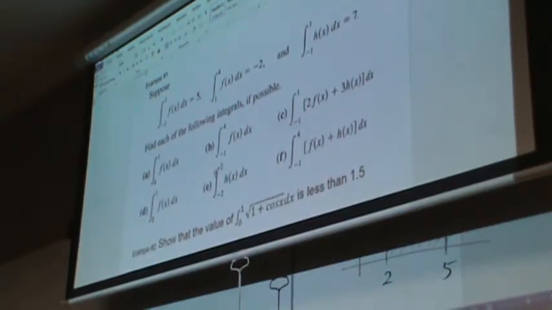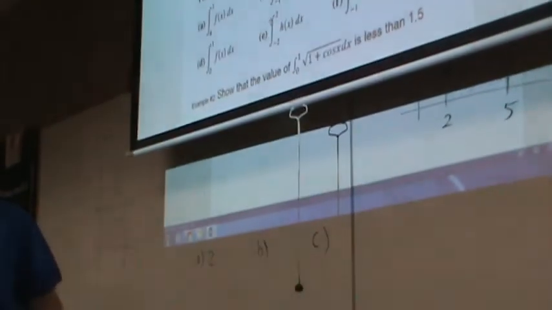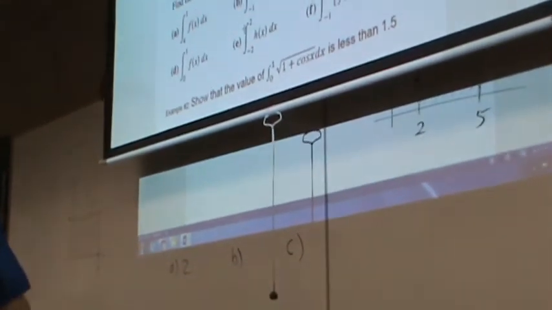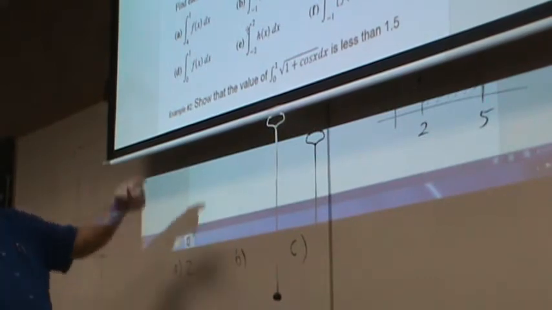Okay, what did you get for part A? 2. How many people got positive 2? Yay, everyone raise their hand. Part B, what did you guys get for part B? 3. How many people got positive 3? Did anyone get something else? Is positive 3 good for you? Okay, you guys okay?